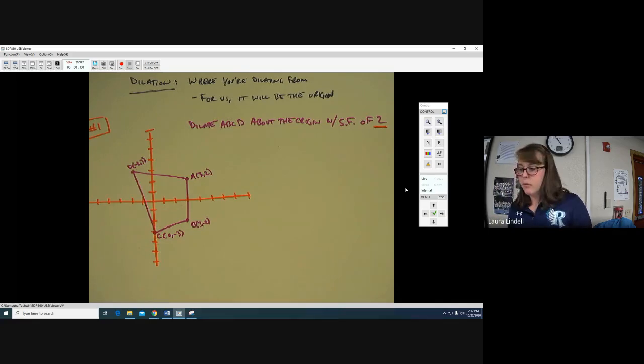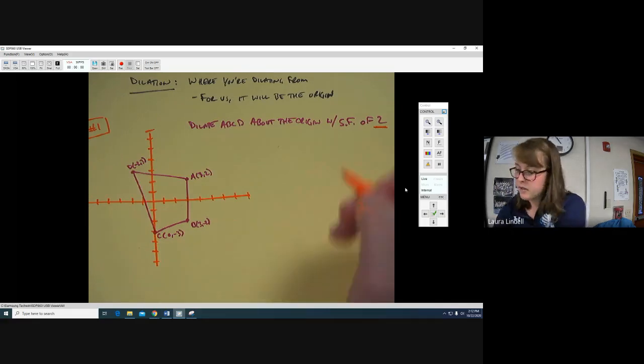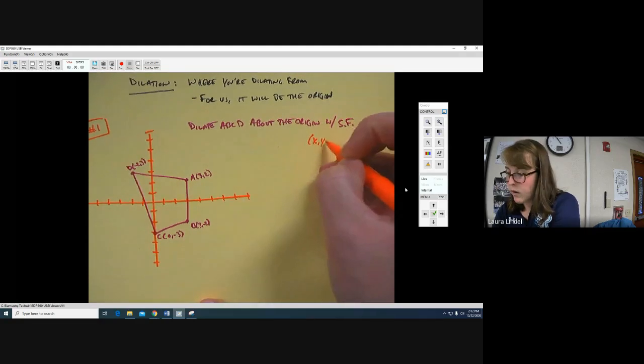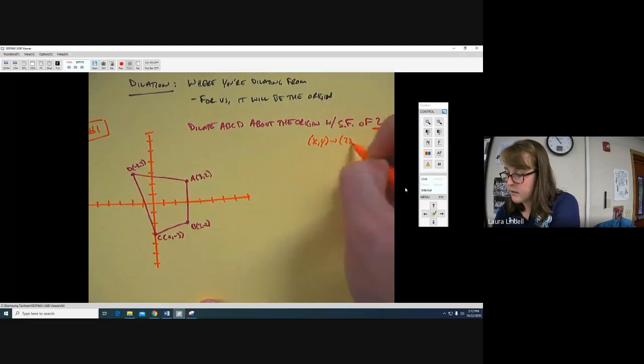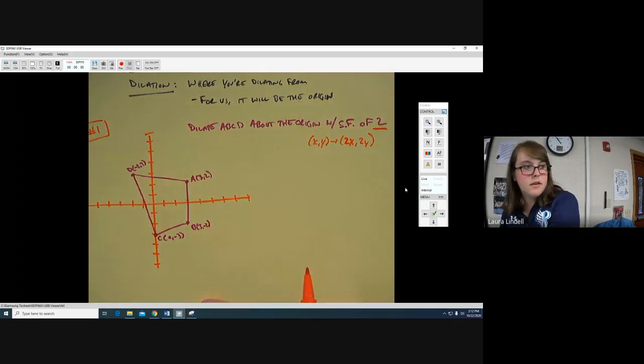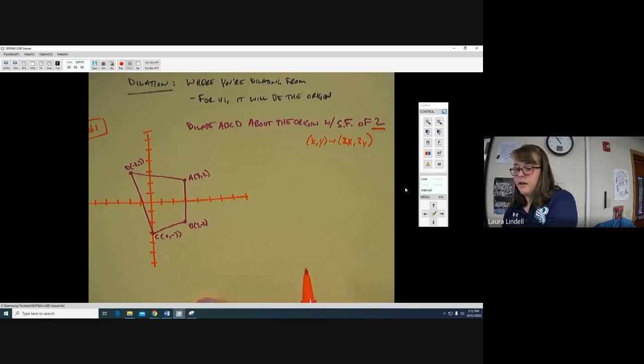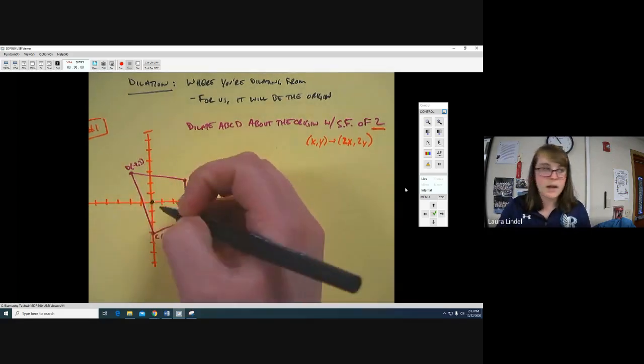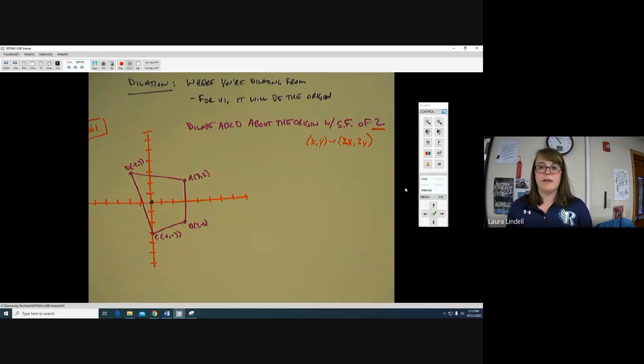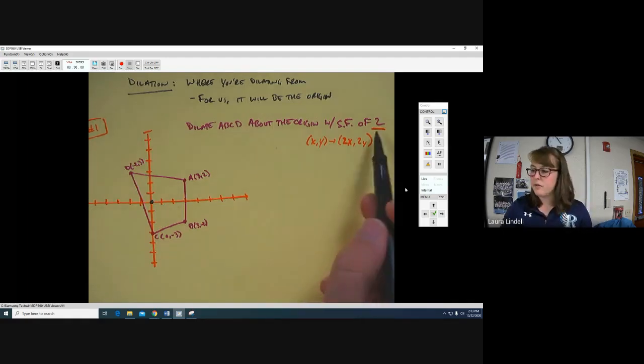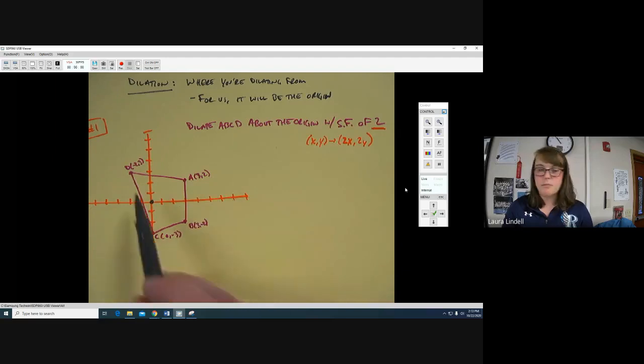Some other notation that we might see instead for our set of instructions, we could see something like (x, y) going to (2x, 2y). You could see something like that. Because basically when you are dilating about the origin, the nice thing that happens is that you can just multiply the coordinates by whatever your scale factor is. So since I'm dilating about the origin and my scale factor is 2, I can just take all of my coordinates and multiply them by 2.